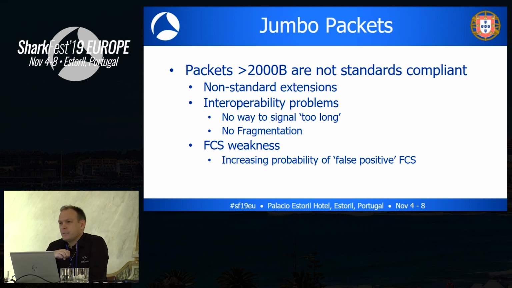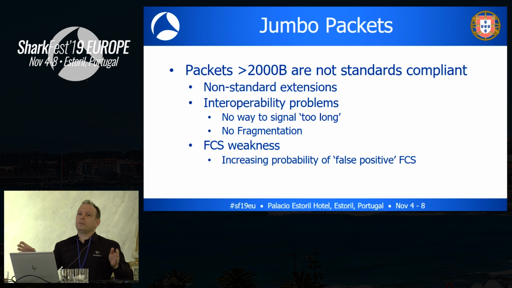The second problem is FCS weakness. In order to determine when an Ethernet packet arrives whether it has a bit error in it, there's a checksum at the end, right? This frame check sequence at the end that we saw. Problem is it's only 32 bits long. As you make the packet longer and longer, that 32-bit checksum stays the same length. So you're essentially using a certain number of bits to protect a longer and longer payload.